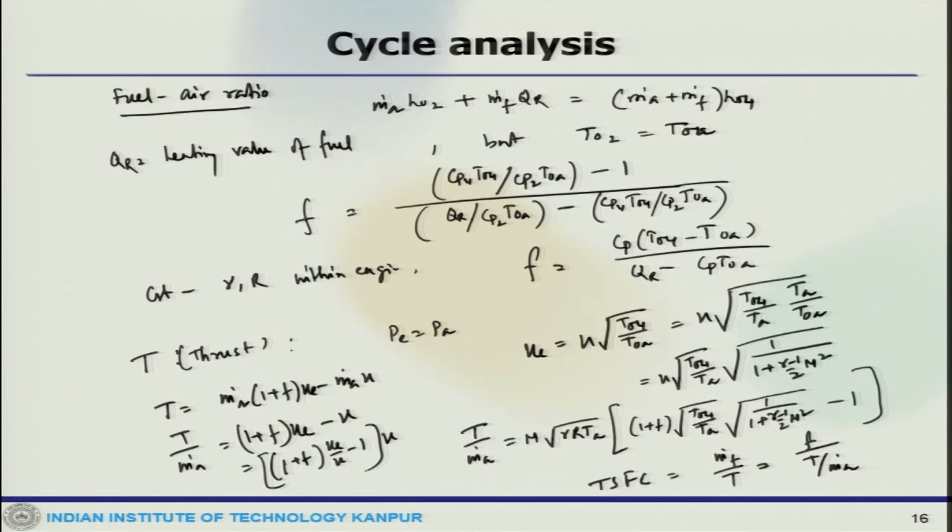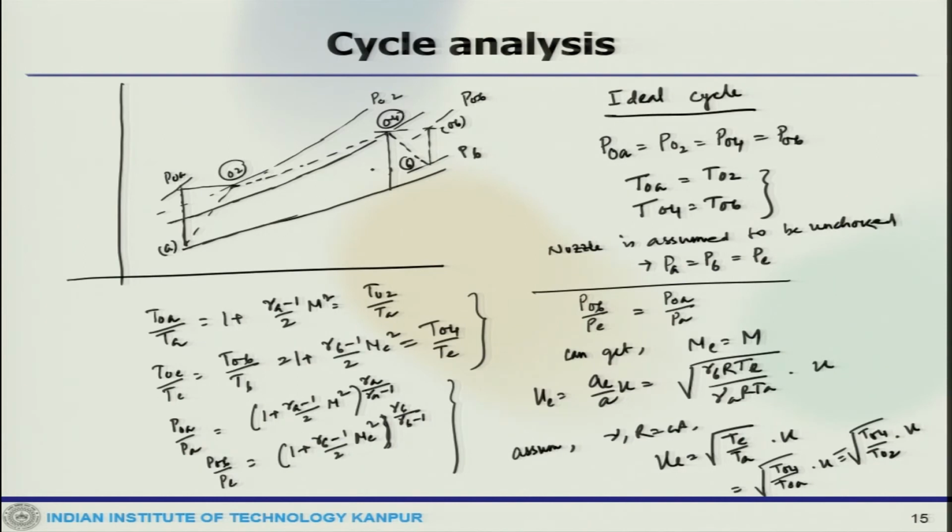Now, in the real cycle the things will deviate, because there would be losses which we need to take into account, like in the intake. In the combustor, there would be a little bit of pressure loss because the combustion efficiency may not be 100%. And in the nozzle, there would be losses.